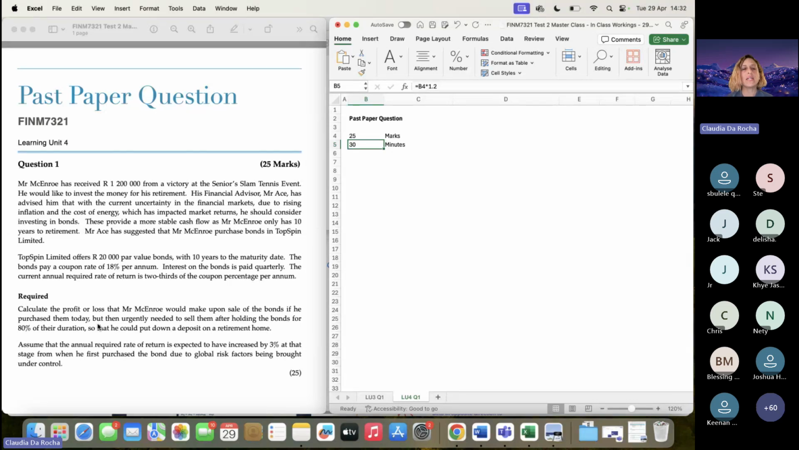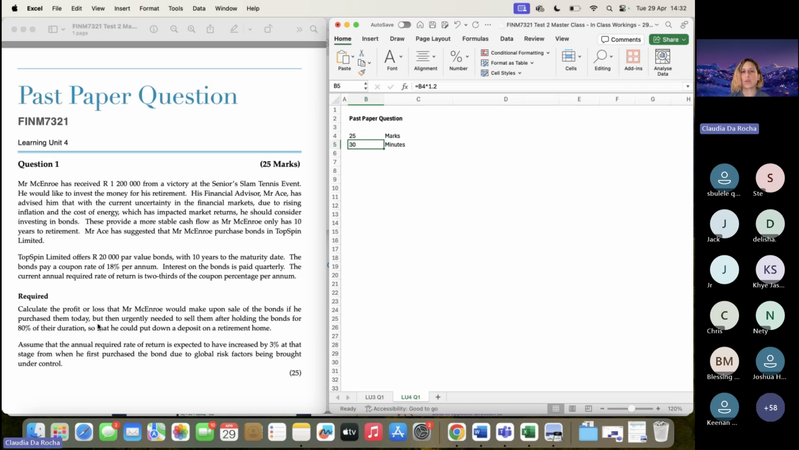Then it says, assume that the annual required rate of return is expected to have increased by 3% at that stage from when he first purchased the bond, due to global risk factors being brought under control. So what this is saying is that the required rate of return, another word for that is yield to maturity, will change when you sell it.